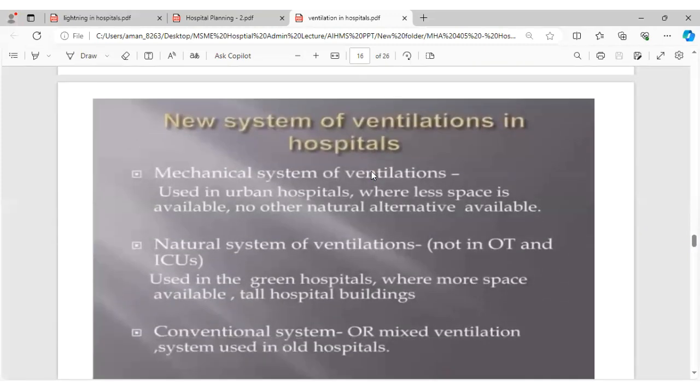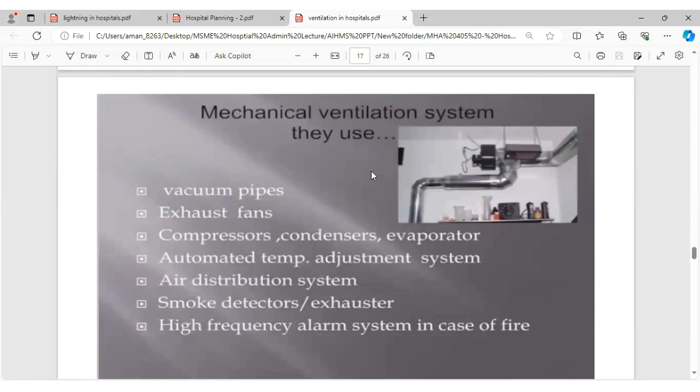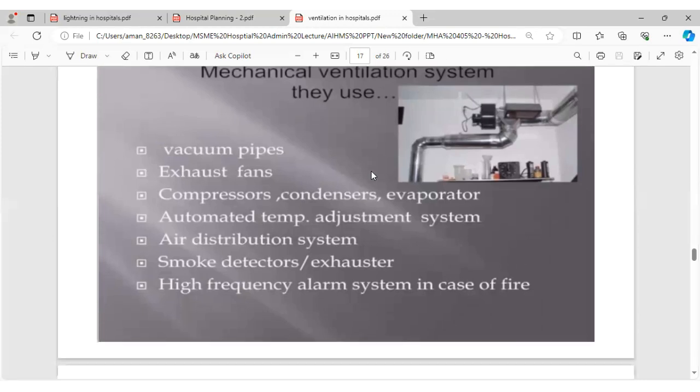New systems of ventilation in hospitals. Mechanical systems are used in urban hospitals where less space is available and no other natural alternative is available. Natural ventilation systems, not in OT and ICUs, are used in green hospitals where more space is available, and in tall hospital buildings. Conventional or mixed ventilation systems are used in old hospitals. Mechanical ventilation uses vacuum pipes, exhaust fans, compressors, condensers, evaporators, automated temperature adjustment systems, air distribution systems, smoke detectors, exhausters, and high frequency alarm systems in case of fire.